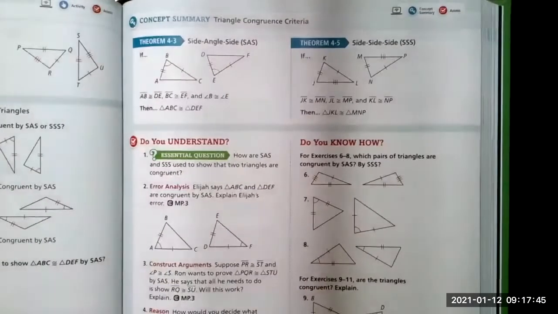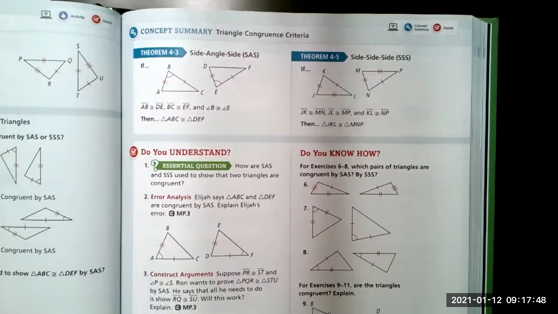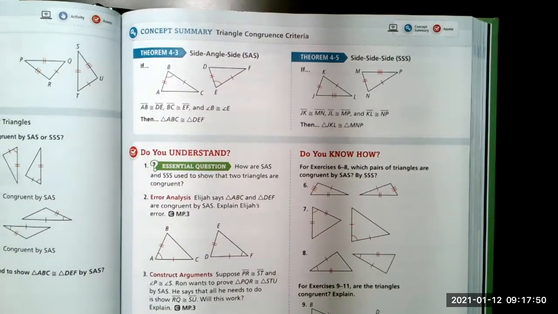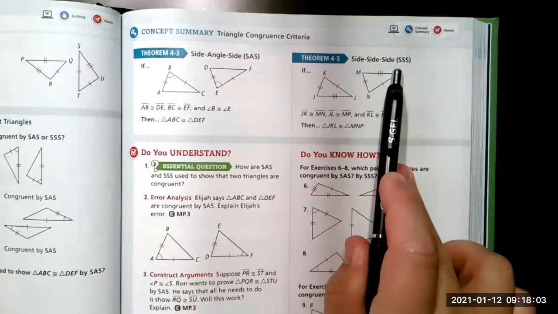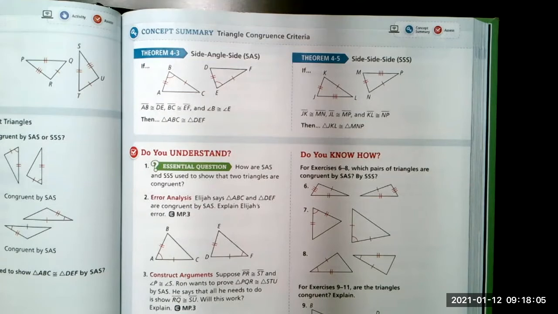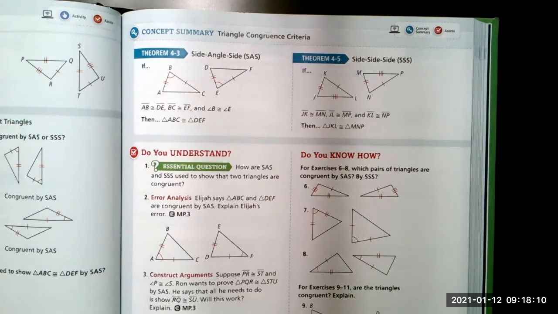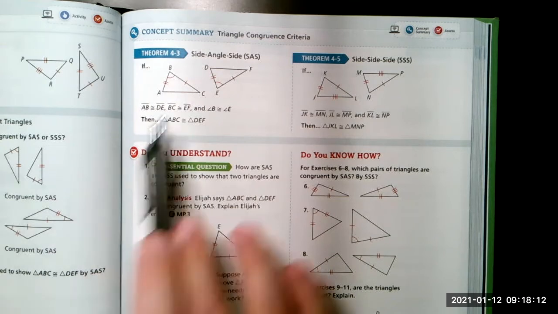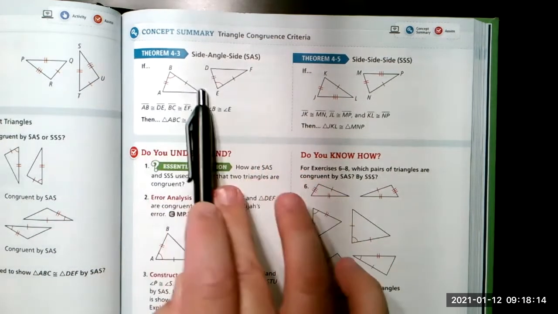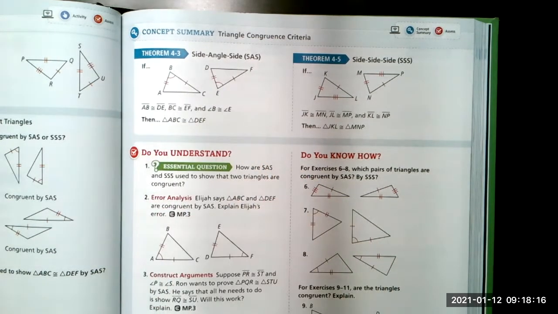All right, then at the top of page 171, we've got our concept summary. This is just summarizing side angle side and side side side. Don't forget that idea with CPCTC, corresponding parts of congruent triangles are congruent. That's just a statement that says once I've proven side angle side or side side side, once I've proven that and shown that the two triangles are congruent, you use CPCTC to show that every single angle and every single side must be congruent to each other.